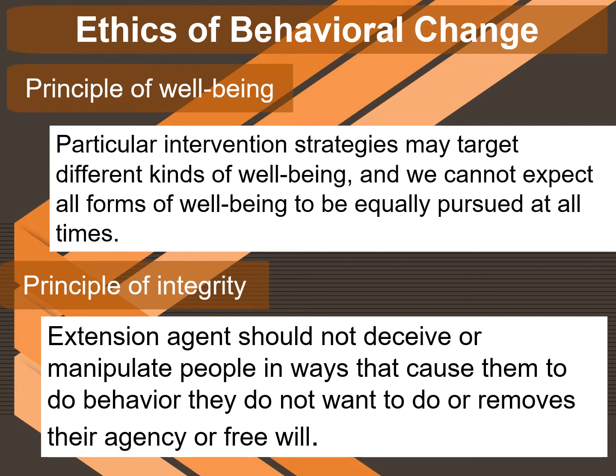So we will have to consider the well-being of an individual before conducting an intervention. Then the second one is the principle of integrity. When we say principle of integrity, usually as an extension agent, when we conduct a community project or any development project, make sure that as an extension agent, you will not deceive the people or manipulate them in ways that cause them to do behavior they do not want to do or remove their agency or free will. Which means that if there is information, you need to provide the positive and then the negative side of that intervention so that the people in the community will decide on their own whether that intervention is good for them or not.